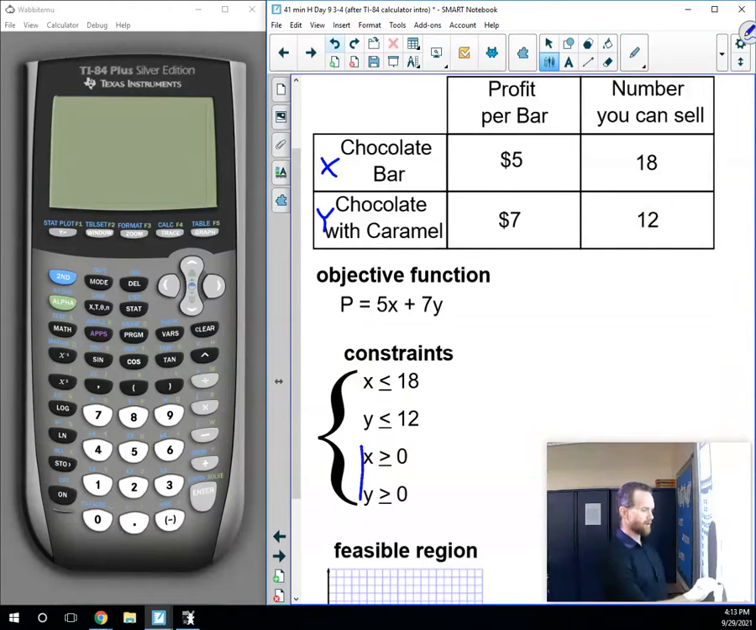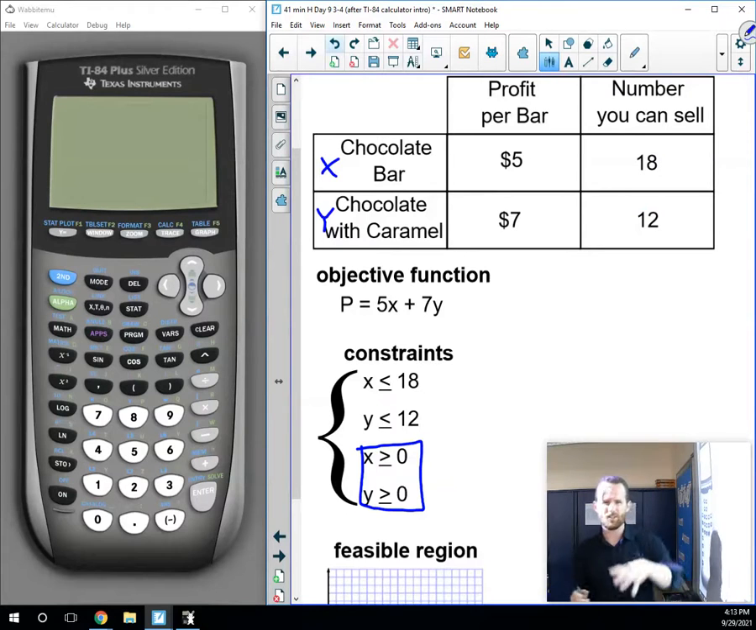Now, these two constraints, sometimes students have a harder time seeing where they come from. It's like, okay, I see the 18, I see the 12. Where are these zeros coming from? It's saying X is greater than or equal to 0, and Y must be greater than or equal to 0. Essentially, what we're saying there is the number of chocolate bars we sell and the number of chocolate bars with caramel that we sell must be a positive number or 0. So it basically must be non-negative. That's a better way to say it.